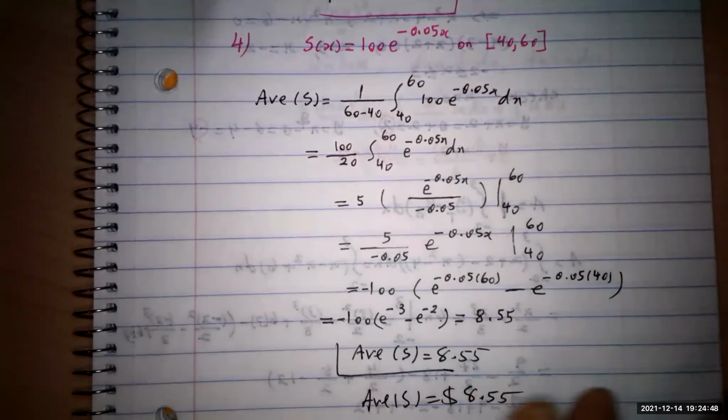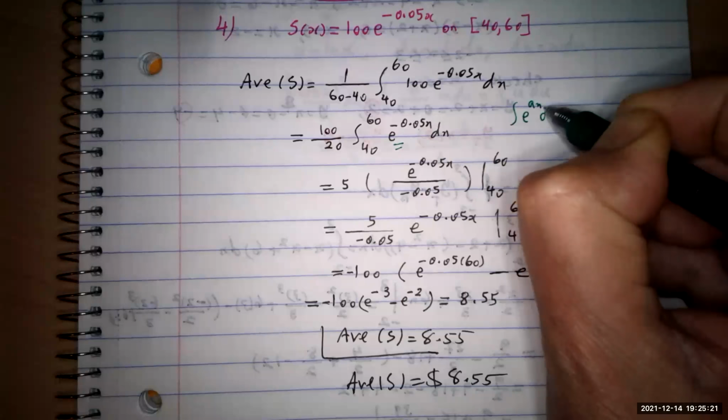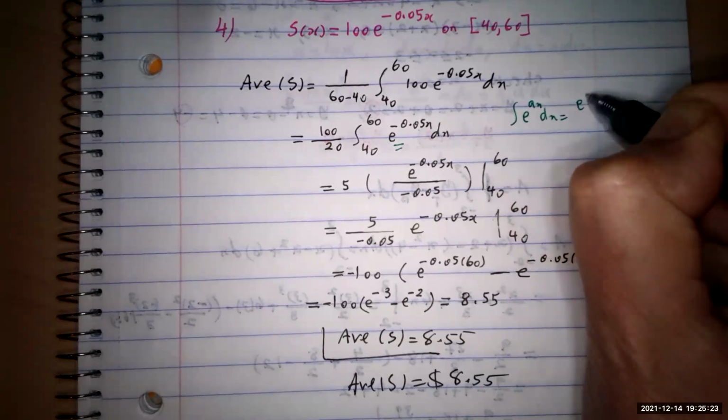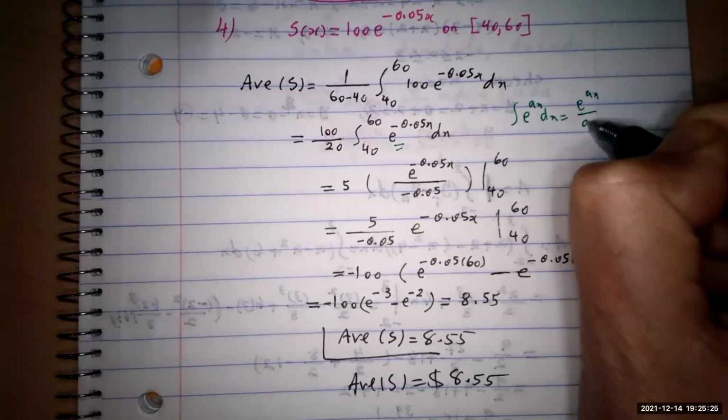The shortcut was the definition of the average value, which is 1 over (b minus a) times the integral from a to b of f(x) dx. You substitute and put all this under it. I gave you a shortcut, and it can apply only when this coefficient is a constant. That coefficient was a: the integral of e to the ax dx is going to be e to the ax divided by a.